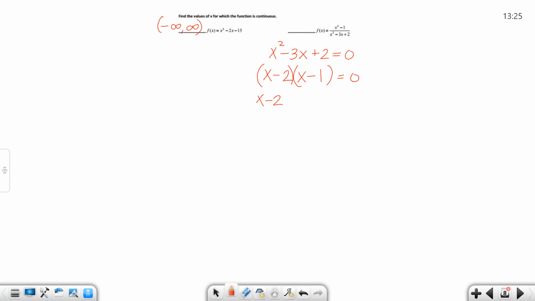So I'll set the first one equal to 0, the second one equal to 0. Solve those out. Now remember, these are the bad guys. These are the ones we have to exclude. That means all numbers in the whole wide world work except for these two. But you have to be really careful because the interval notation is a little tricky.